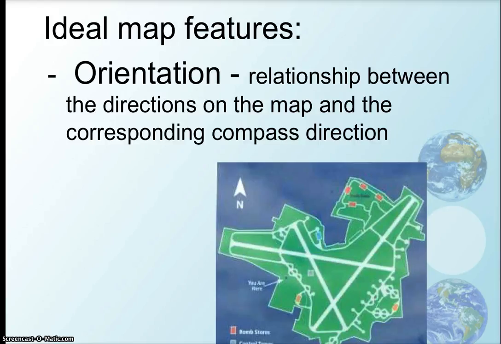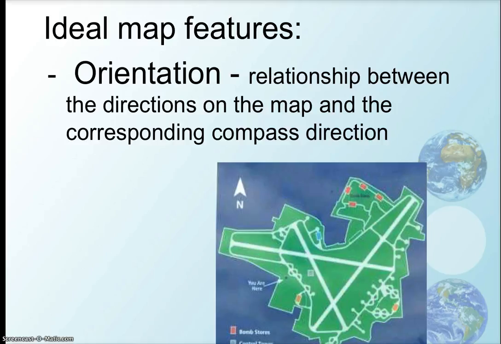The third feature, the last feature that's really important in terms of map features is orientation. Orientation is the relationship between the directions on a map and the corresponding compass direction. So as we discussed in the first part of the lecture, the norm for map making is often to represent map features with north as the top of the map. But maps don't necessarily have to use that representation. So the orientation will tell us, and we can look for the map arrow showing where north is, that sort of thing, to give us a sense of what that direction is.